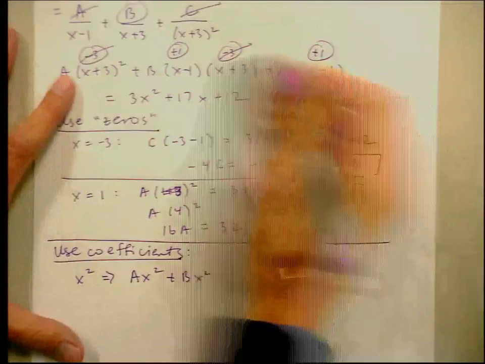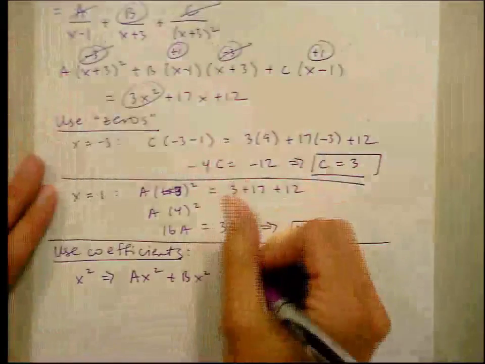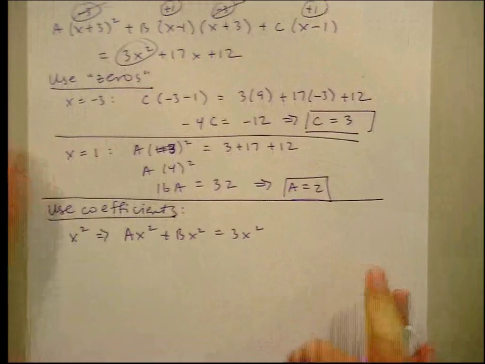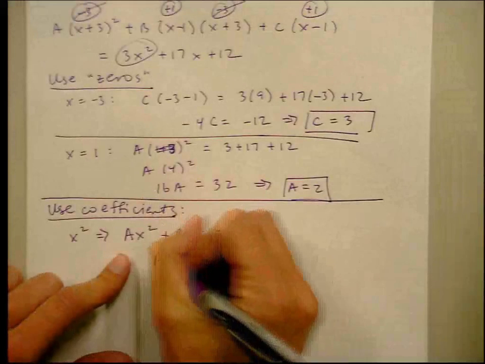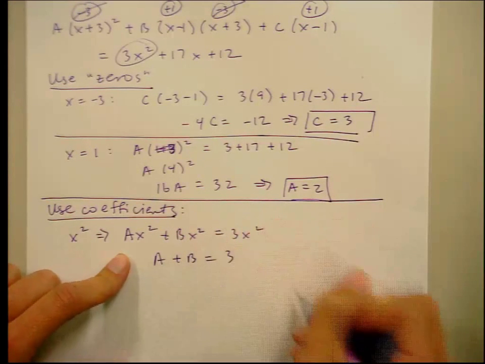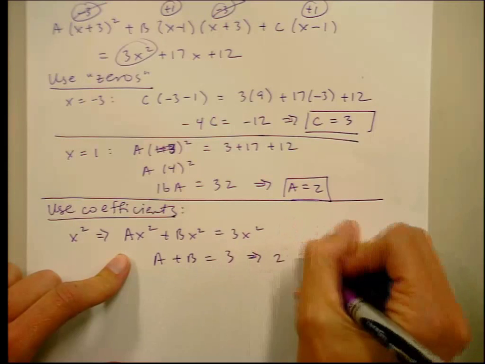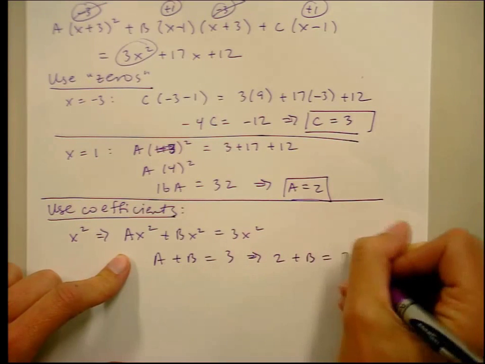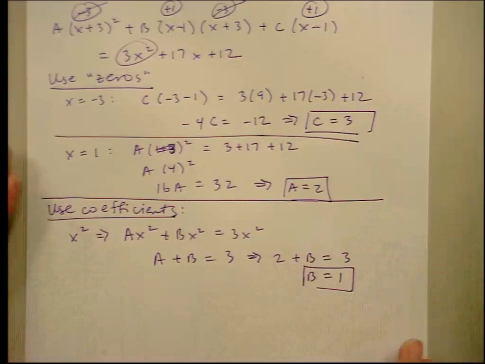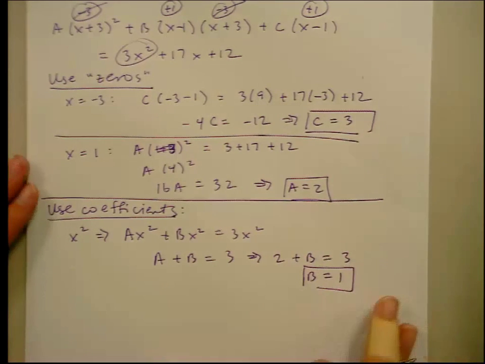The x squareds on this side need to equal the x squareds on the other side. So they need to equal 3x squared. Coefficients need to be the same. So a plus b needs to equal 3. We know what a is, though. A is 2. 2 plus b needs to equal 3. And that tells me that b is equal to 1.